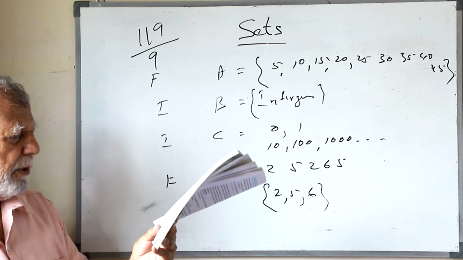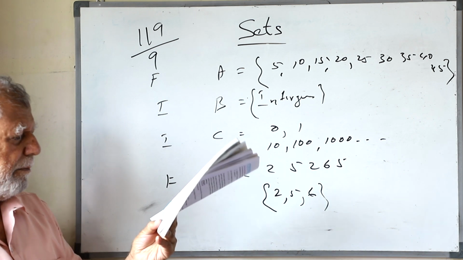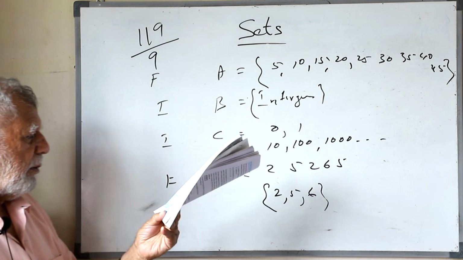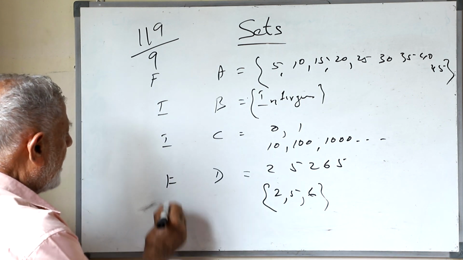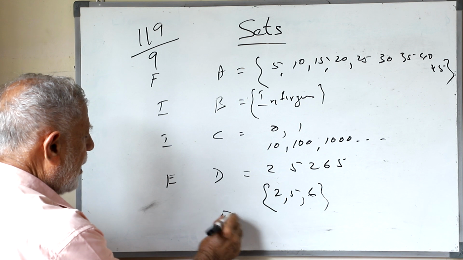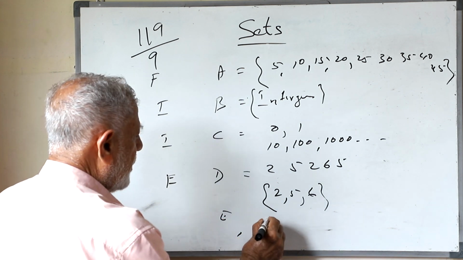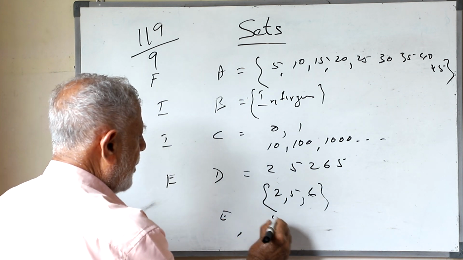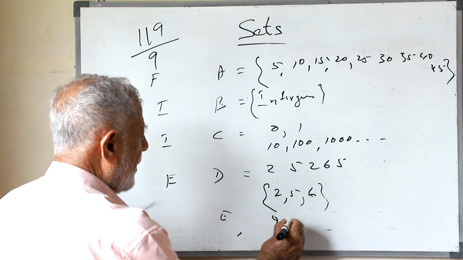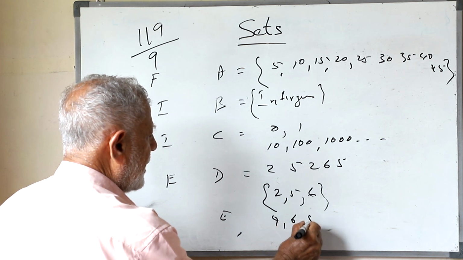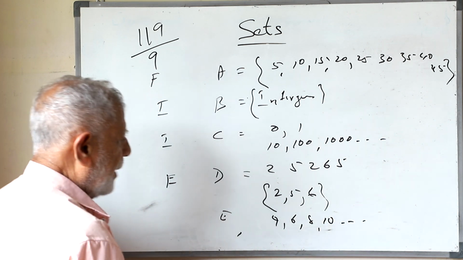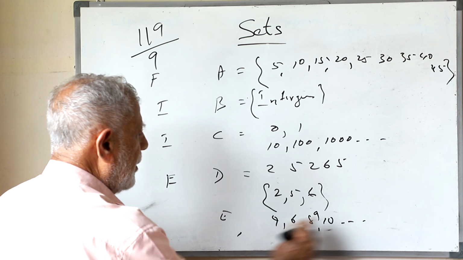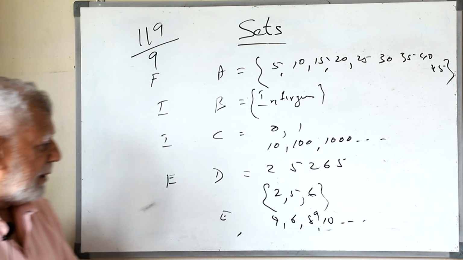Then look at the next one. Positive integers which are not prime. So positive integers which are not prime is E. Not prime. So you can say 4, starting with 4, 6, 8, 10, which are not prime, 9. So these are all, and it's continuing.